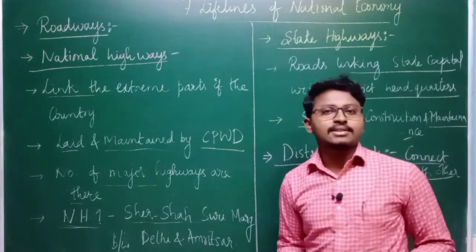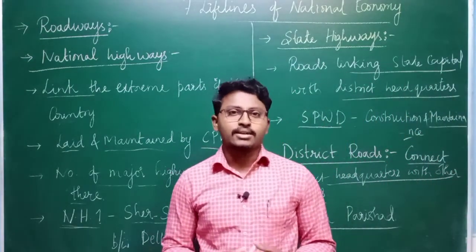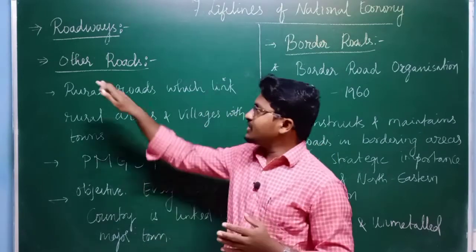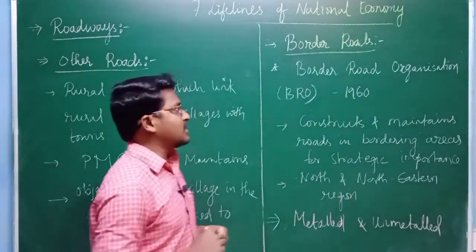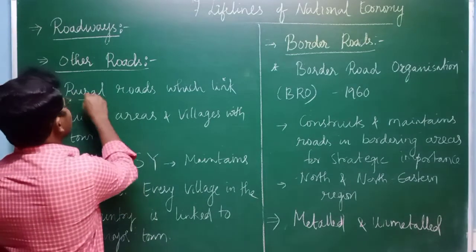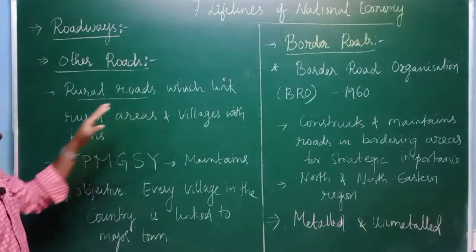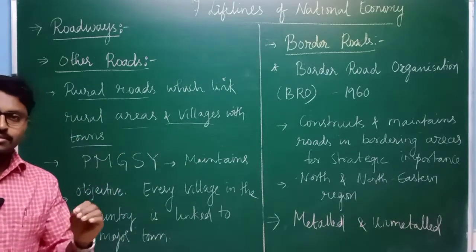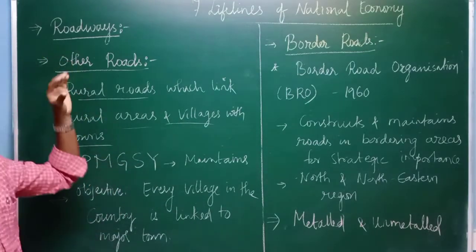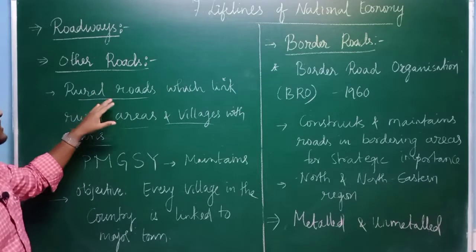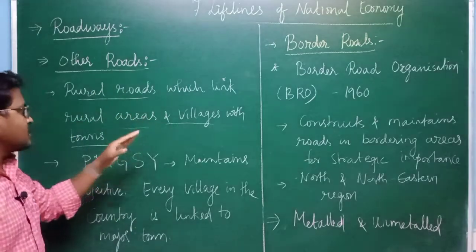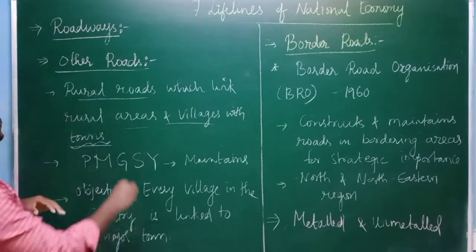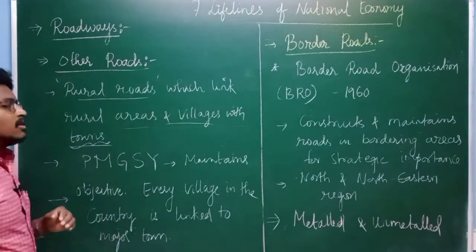So next we will discuss the other important roadways in the country. Apart from the national highways as well as district roads, we have other roads. So what are these other roads? These are basically roads which link rural areas and villages with the towns. That means, once again, the other roads link the rural areas, or all the villages, with the nearest towns. And these other roads are also known as rural roads.